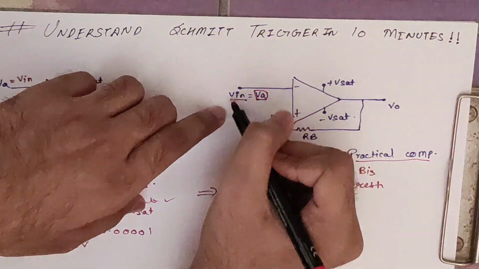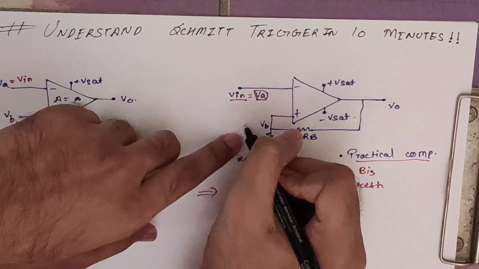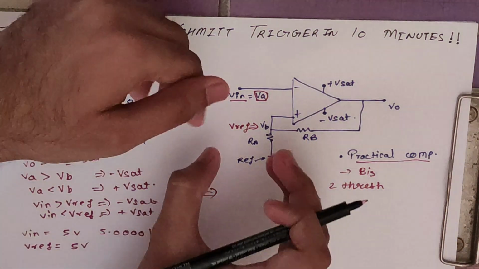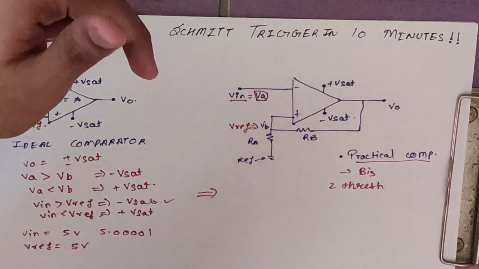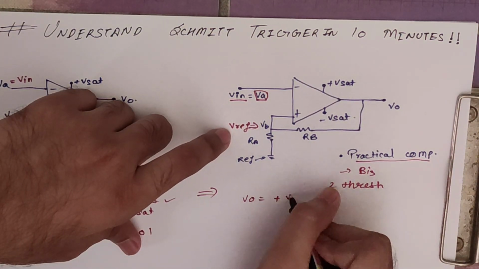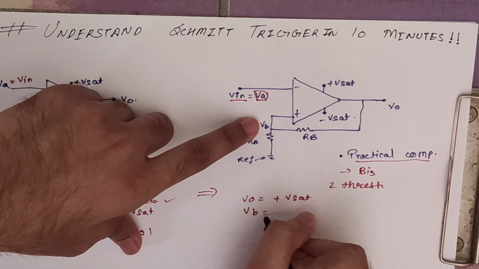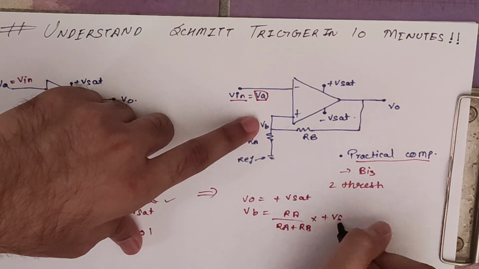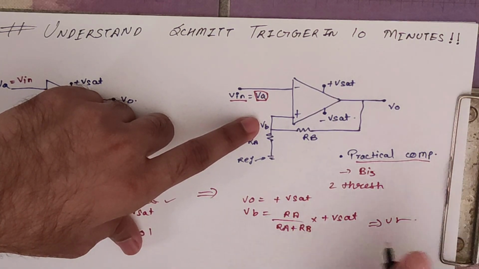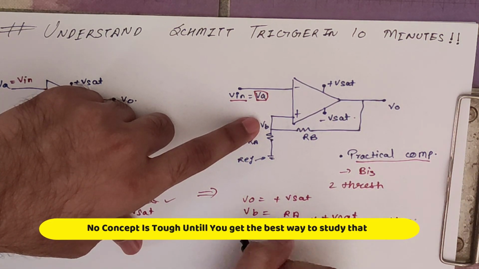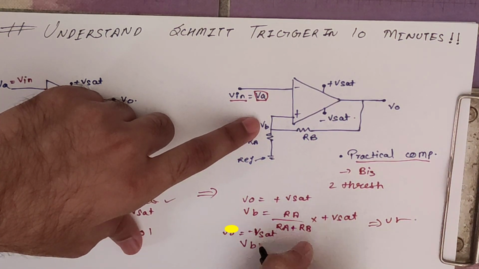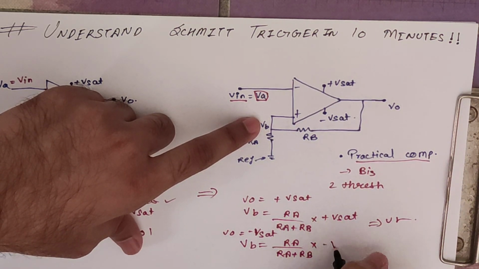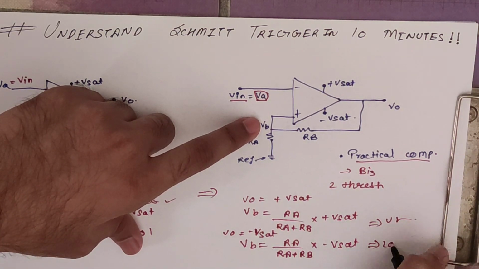Now if you apply your input voltage at this terminal and you have a reference, let's say at this VB, so you will have a reference here. Now if you see clearly, your reference is converted into two thresholds. How? Let's see. If VO is plus Vsat, you will get VB as RA upon RA plus RB into plus Vsat. This is your upper threshold. And if VO is minus Vsat, then you will get your VB as RA upon RA plus RB into minus of Vsat. This is your lower threshold.